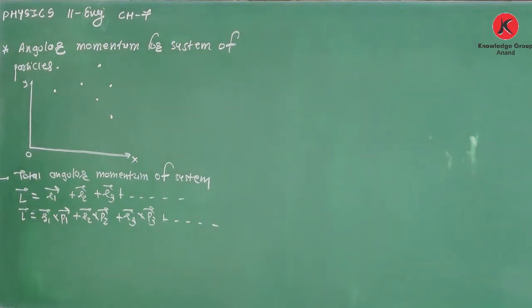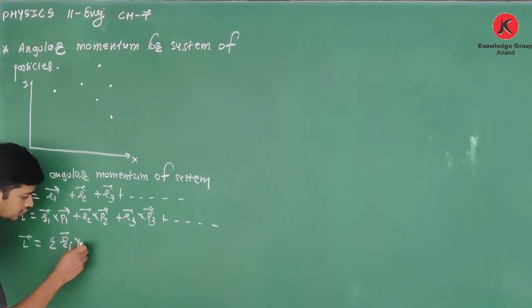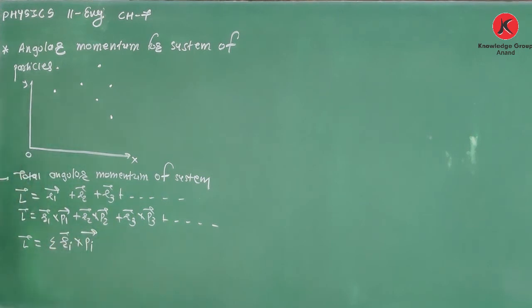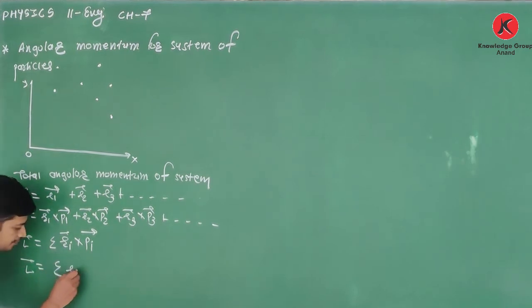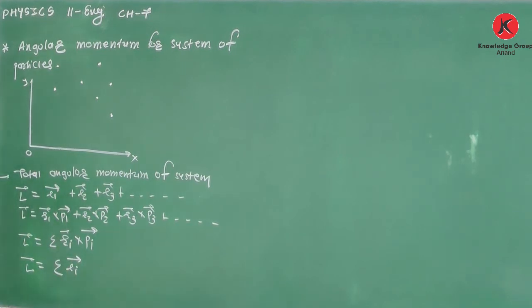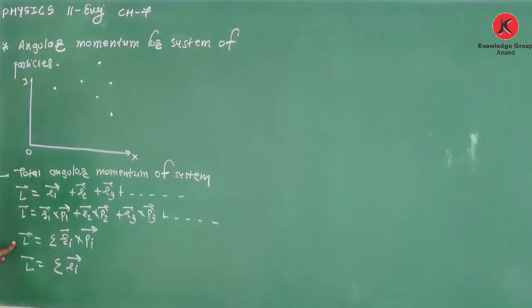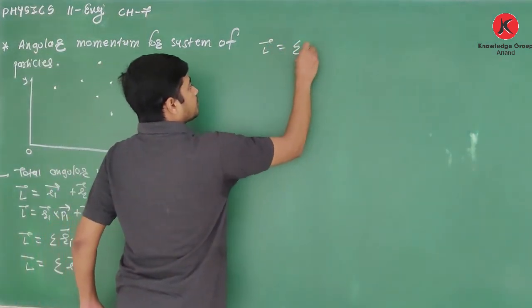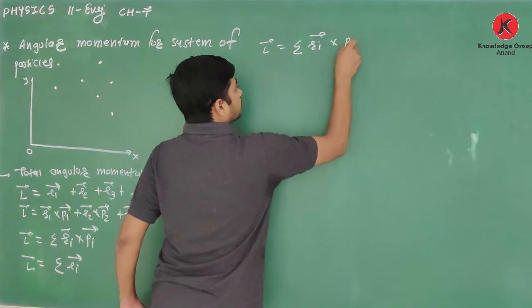Clear about this? So how to write this again? L is equal to sigma ri cross pi, where we take 1, 2, 3, 4, 5 and so on. Yes, it is. So how to find total angular momentum? Total angular momentum L is equal to sigma ri cross pi, or you can also write L is equal to sigma Li. Okay.